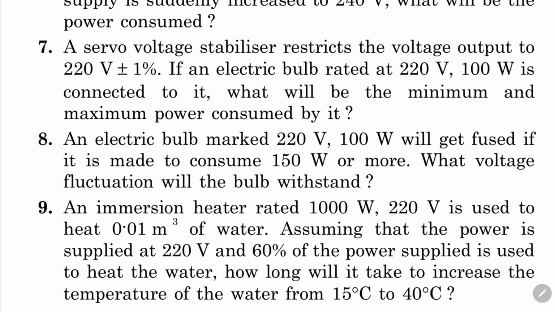Now in question 7 we have a servo voltage stabilizer which restricts the voltage output to 220 volt plus minus 1%. If an electric bulb rated 220 volt 100 watt is connected to it, what will be the minimum and maximum power consumed by it? This is the seventh one.